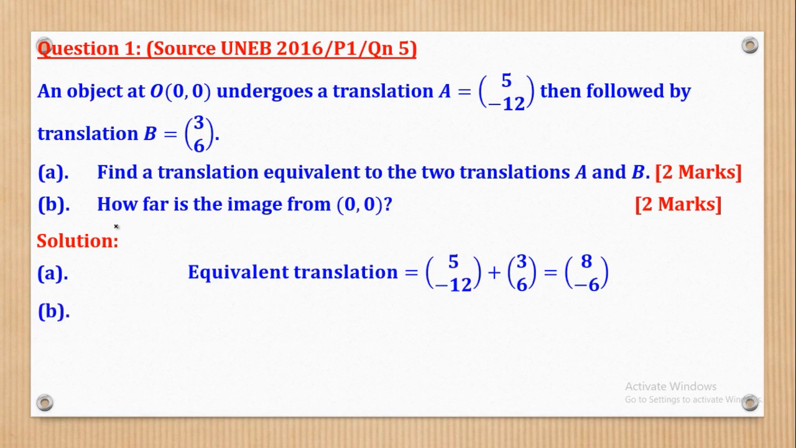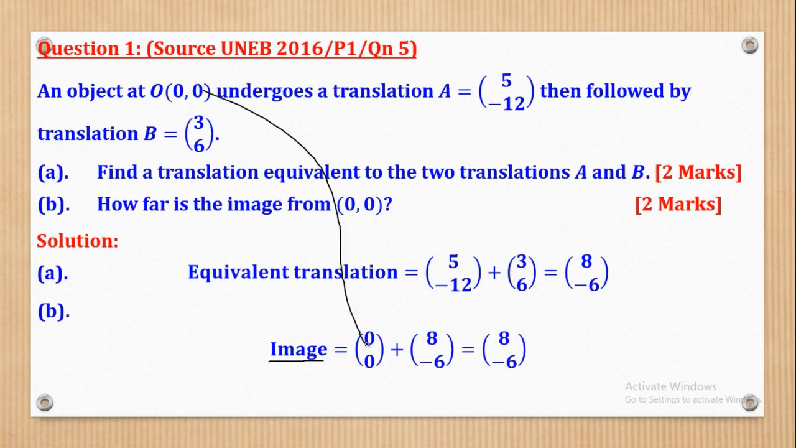And that is what they wanted. So part B, they said how far is the image from O, which was the object. Therefore they want the distance between the object and the image. So to get it, you have to first get the position of the image. So the image will be got by object plus the equivalent translation, which gives you that.